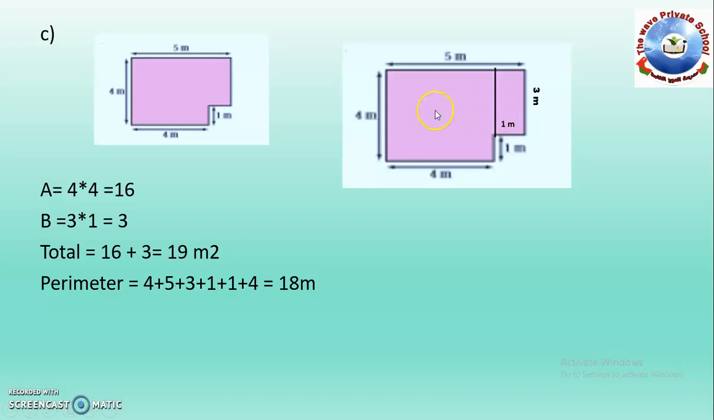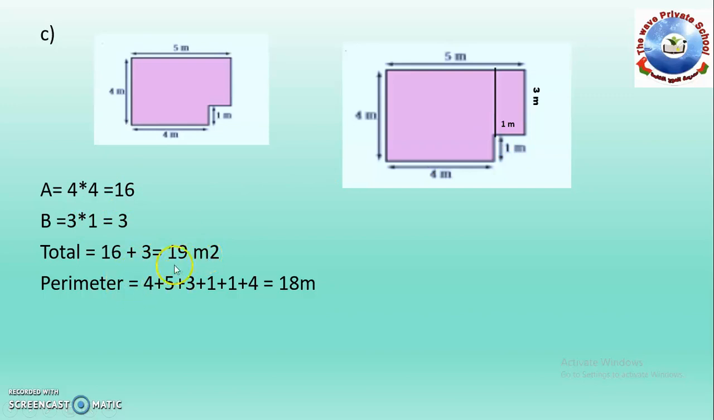So first of all, area A of the square will be equal to 4 multiplied by 4, then 16 centimeter. This is the B part of the shape. So what is the length of B? 3 meter and width is 1 meter. So 3 multiplied by 1 will be equal to 3. By adding these two areas, it will become 19 meters square, that is the total area.